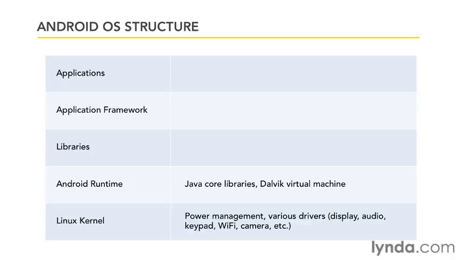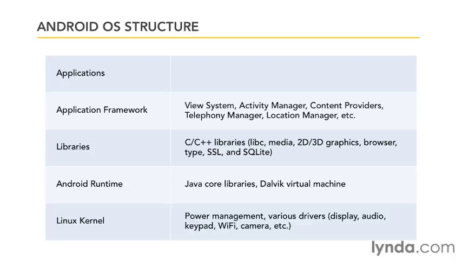Next up is the libraries level, which includes functionality for the C, C++ libraries, libc, media, including all the various media components, MPEG-4, H.264, MP3, JPEG, and PNG, as well as 2D and 3D graphics, the WebKit browser, type handling, secure socket layer, and SQLite for data storage. The application framework is a series of APIs used by the core applications and available to developers. With these APIs, developers can set up different layout views, handle user activity through the Activity Manager, access data from other applications, and much more.